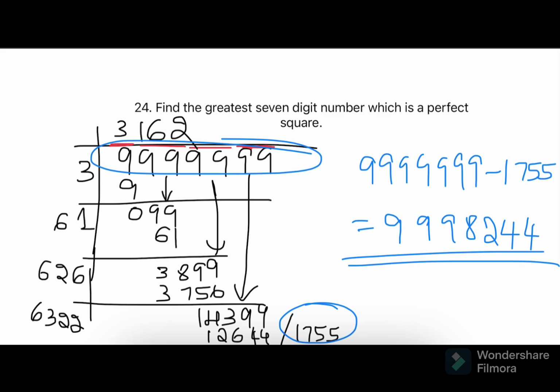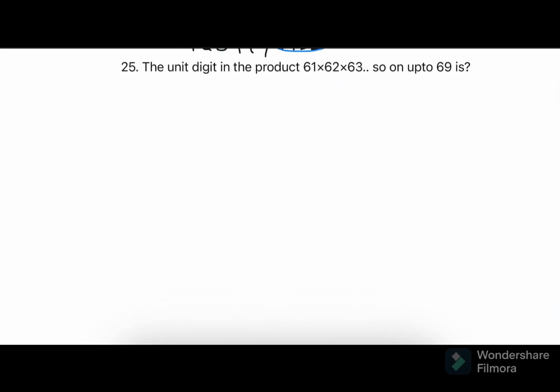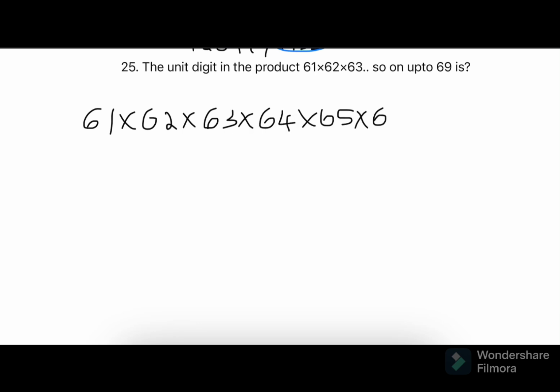So I hope it is clear to all of you. Next question, and the last one for today, a very simple one. Unit digit in the product 61 into 62, 63, so on up to 69 is. So when we write this 61 into 62 into 63 into 64 into 65, 66, 67, 68 and 69, it will take more than 5 to 6 minutes to solve this.